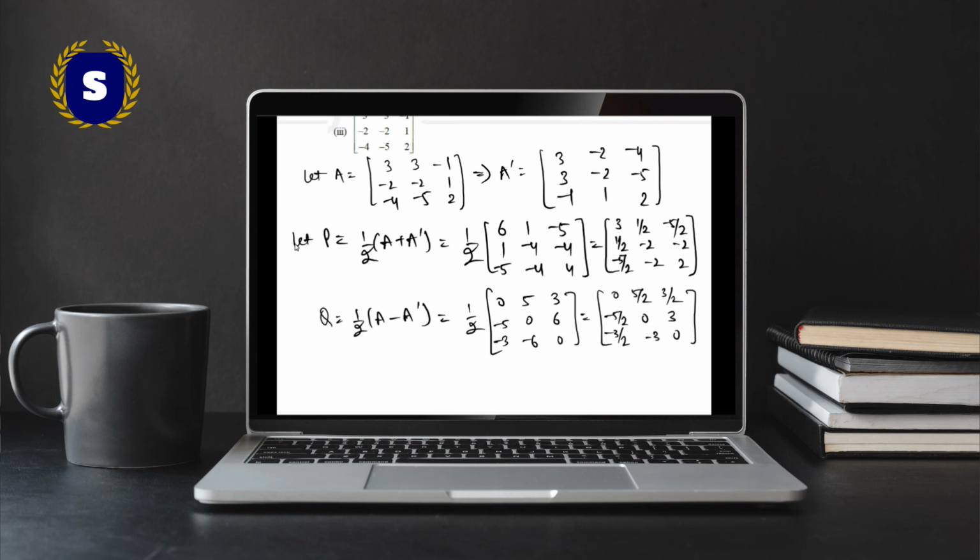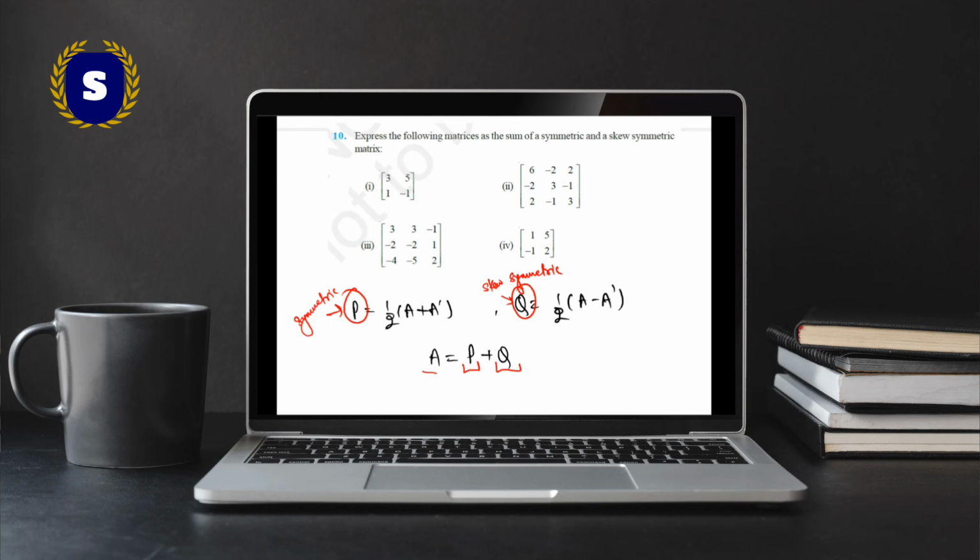Okay, so we can write down our given matrix A as the sum of P and Q. That is 3, 1 by 2, minus 5 by 2, 1 by 2, minus 2, minus 2, minus 5 by 2, minus 2, 2, added to 0, 5 by 2, 3 by 2, minus 5 by 2, 0, 3, minus 3 by 2, minus 3, 0. You can add them and verify if your answer is correct or not. Let us jump to the next part, the last one.